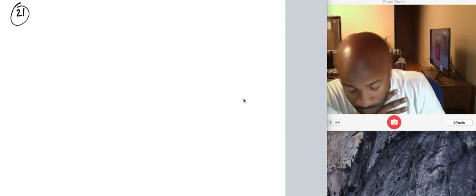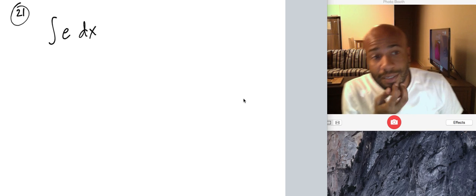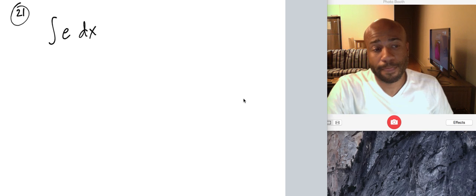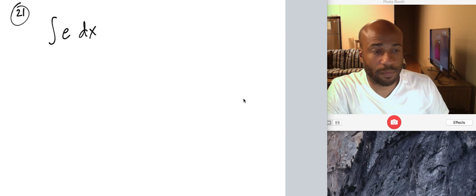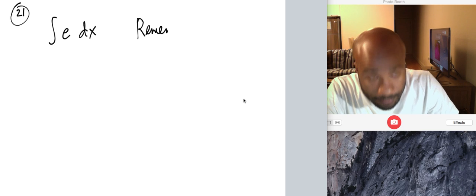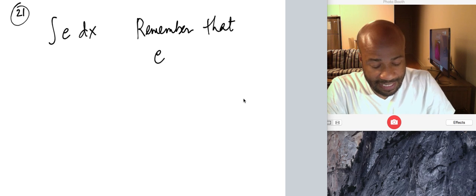Another one that I chose was e, and that's the antiderivative of e with respect to x. So the integral of e dx. So let's remember that e is a constant.